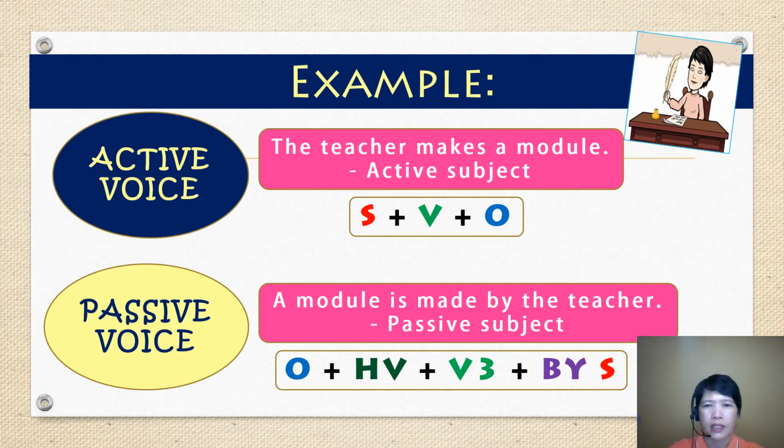In the examples, take note of the following transformation. First, the object in the active voice becomes the subject in the passive voice. Second, the verb in the active voice becomes a verb phrase composed of the appropriate form of the verb and the past participle of the main verb. Third, the subject in the active voice becomes the object of the by phrase in the passive voice.